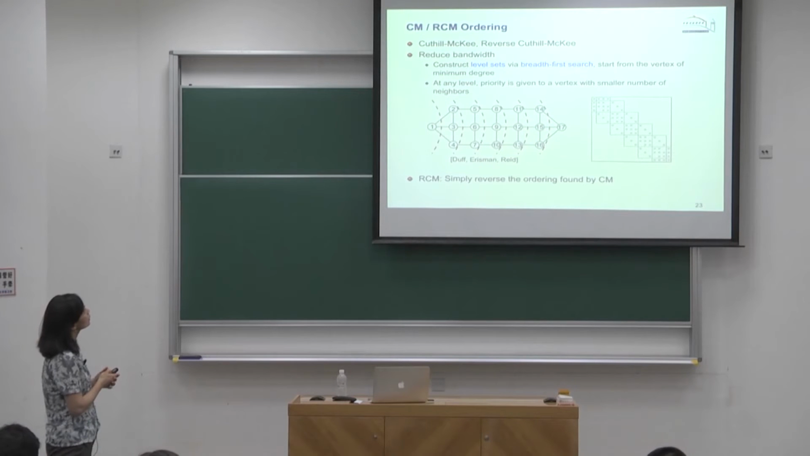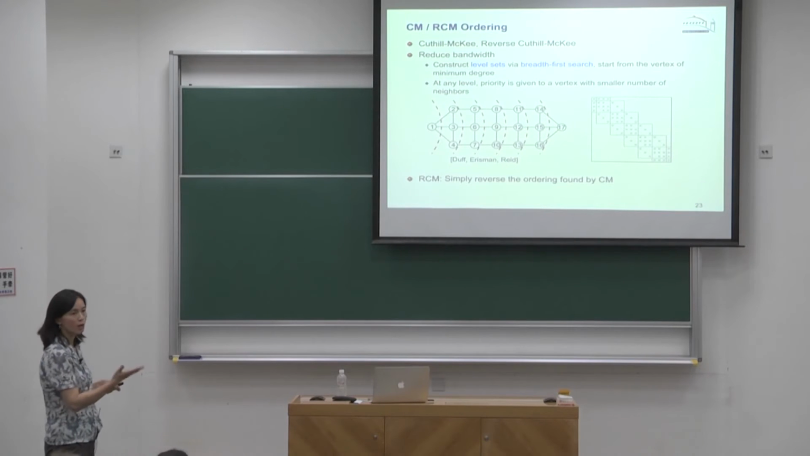The algorithm works like this: for any graph, you pick a vertex to begin with, then do a breadth first search of this graph, meaning every time I explore the neighbors of this vertex, and then I build the level set. After I build the neighbors at any level, priority is given to a vertex with a smaller number of neighbors. So for example, you start with this, and the first level set is 2, 3, 4. Among 2, 3, 4, which vertex do you want to start expanding? Either 2 or 4. They have a degree of 2.